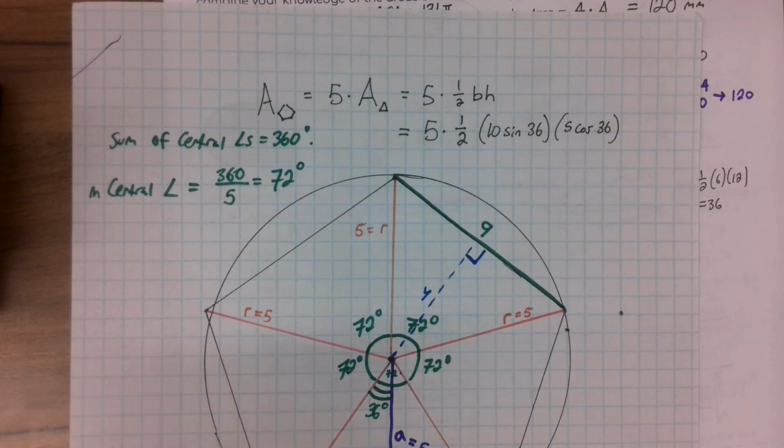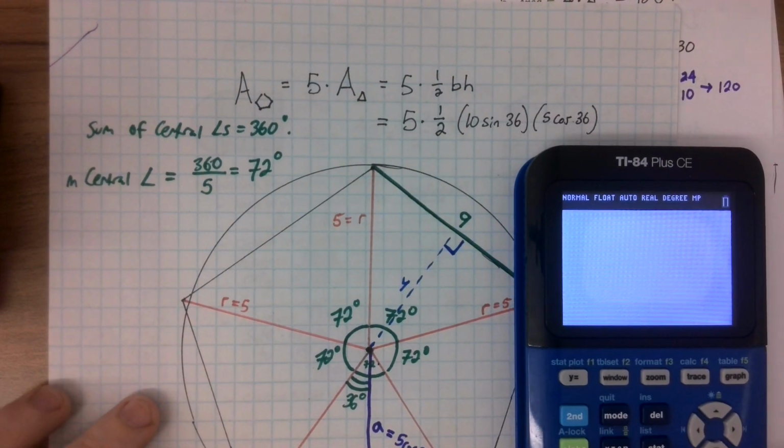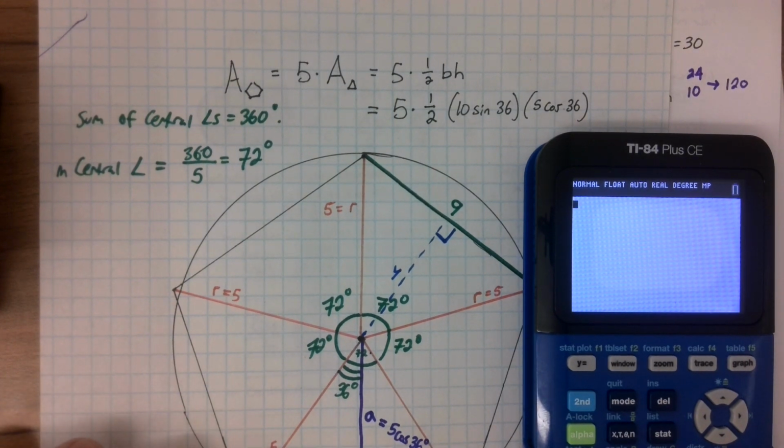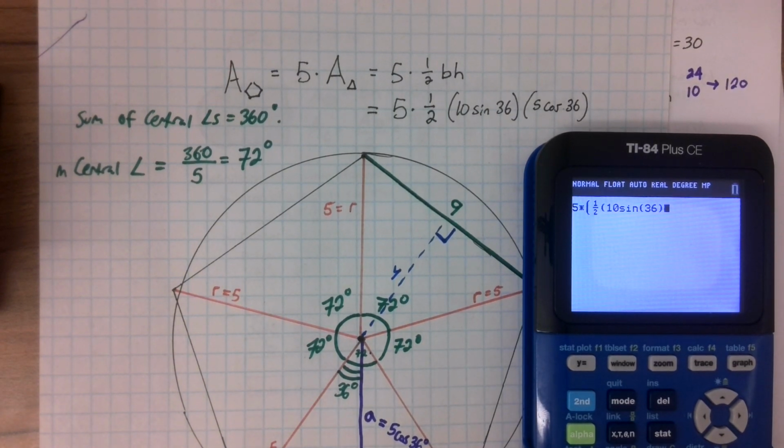Let's plug this all into our calculator and see if we can find the area of our pentagon. Since there are 5 triangles, we multiply 5 times our triangle formula. Our triangle formula is 1/2 the base times the height. Our base was 10 sine of 36 times our height, which was 5 cosine of 36. We should be good to go. The area of this pentagon is 59.44.